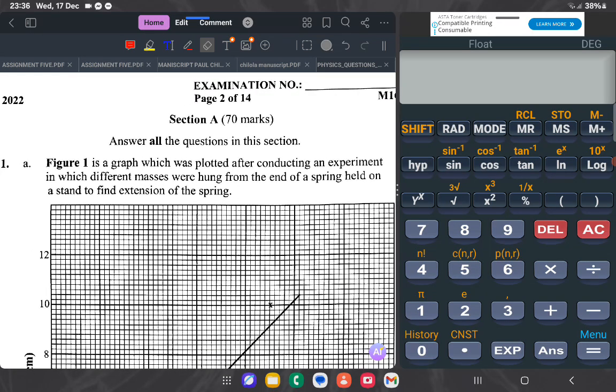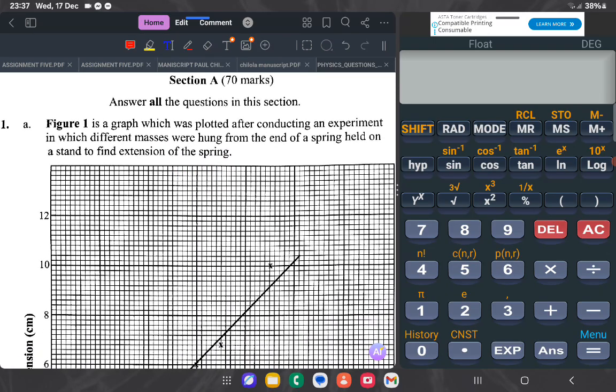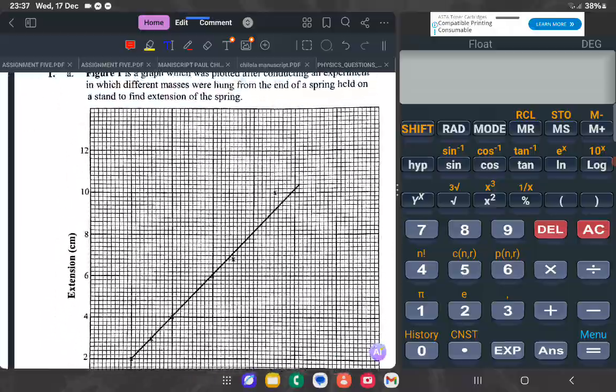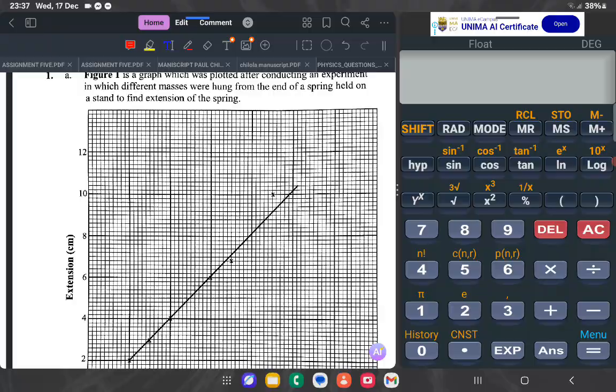So once again, without wasting your time, welcome to section A, which carries 70 marks, and you are told to answer all questions in this section. Question number 1A. Figure 1 is a graph which was plotted after conducting an experiment in which different masses were hung from the end of a spring held on a stand to find the extension of the spring. Alright, so this graph is as a result of an experiment that was carried out.